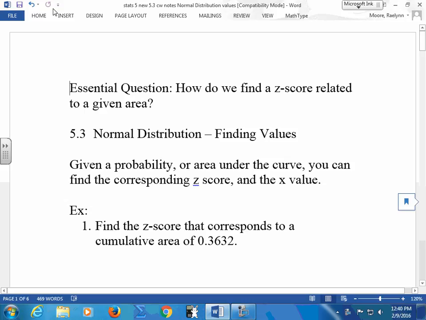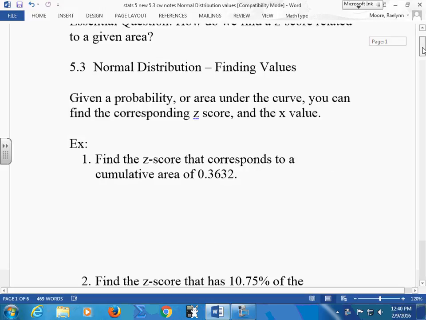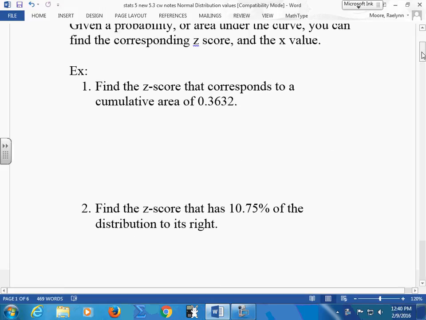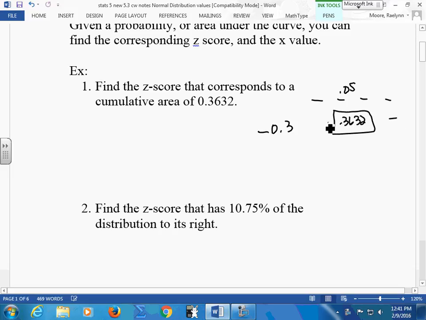They say find the z-score that corresponds to the area of 0.3632. Now, if you look in your book on page 252, they show you this, and where it comes together. This is the part where you're looking for this. In this whole mess of numbers, we find this number, and then we backtrack it out to the z-score. So when we backtrack out, your z-score is going to be this.